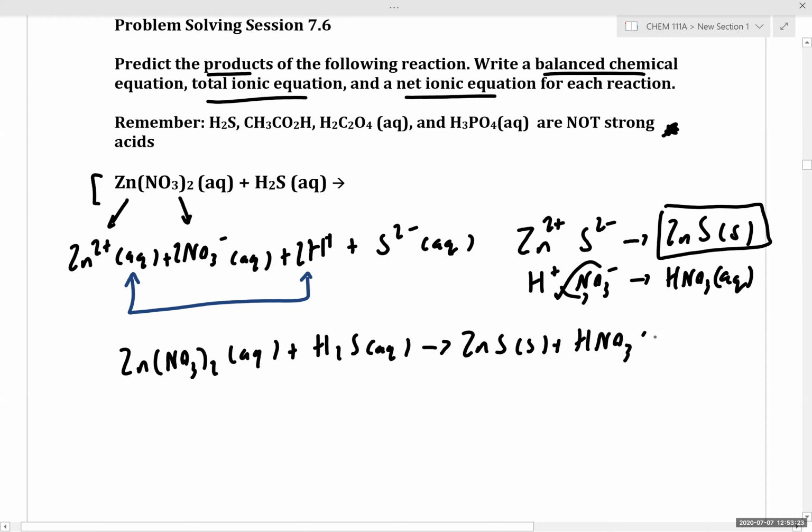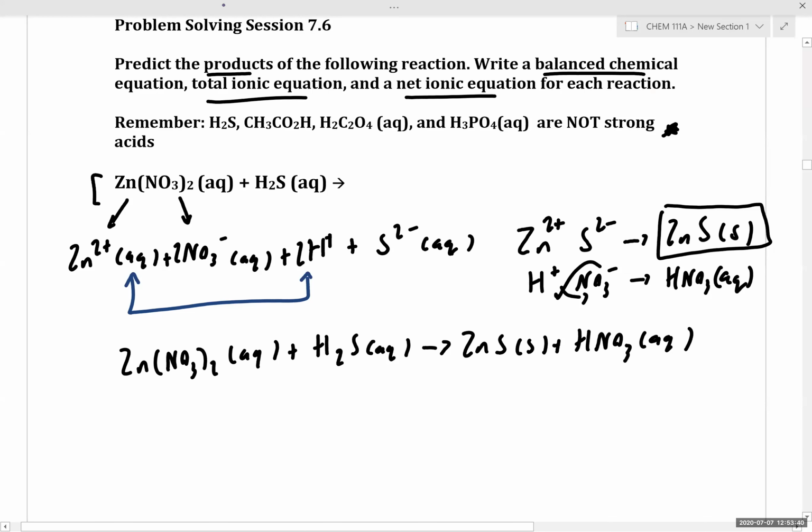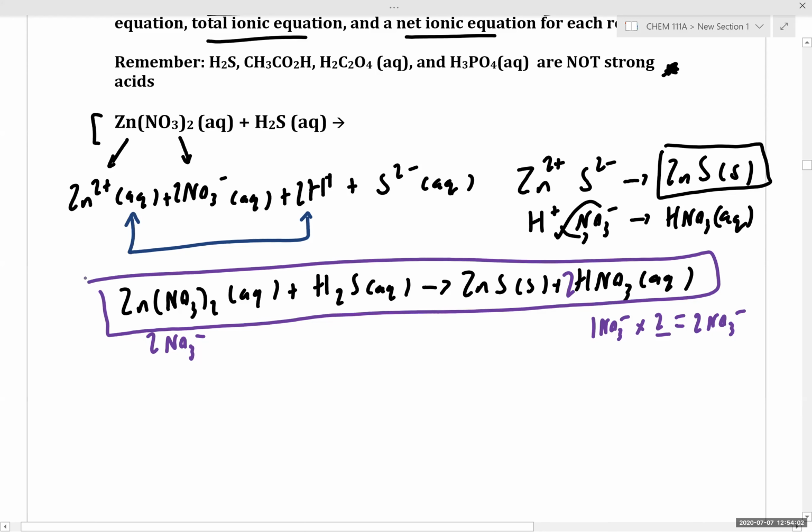And now my question to all of you is this equation balanced? Is this equation balanced as written? No, it's not, exactly. So looking at our chemical equation, we have 2 nitrates on the left, we have 1 nitrate on the right. 1 times what would give us 2 nitrate? 2. So we need a coefficient of 2 in front of nitric acid. Okay, so we now have our balanced chemical equation.